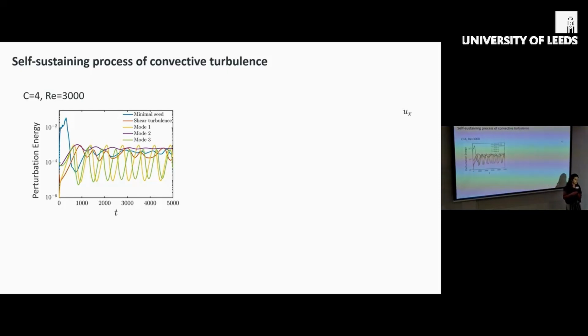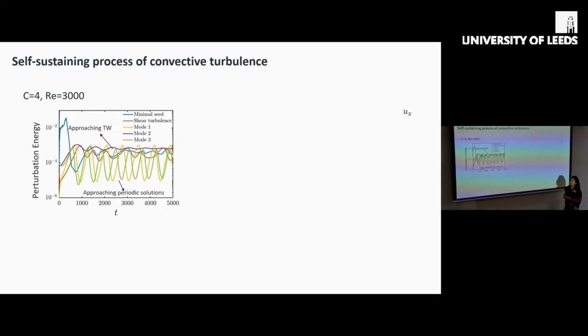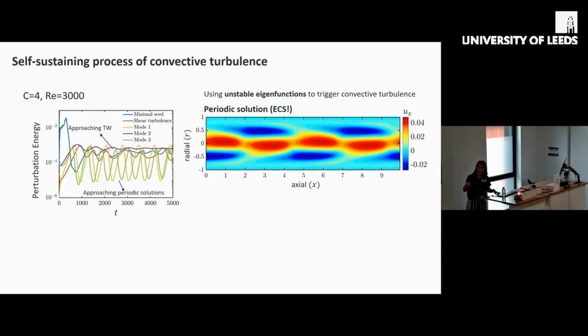And if we use a different unstable eigenfunction to perturb the flow, we see that we are approaching either a traveling wave solution or a periodic solution. So we put this into a Newton root finding algorithm, and we were able to converge them to an exact coherent structure. And we can look then at how the structures change along the period of one of these periodic solutions. So this video, which I will now play, shows the streamwise velocity for one of these periodic solutions that we were able to converge.